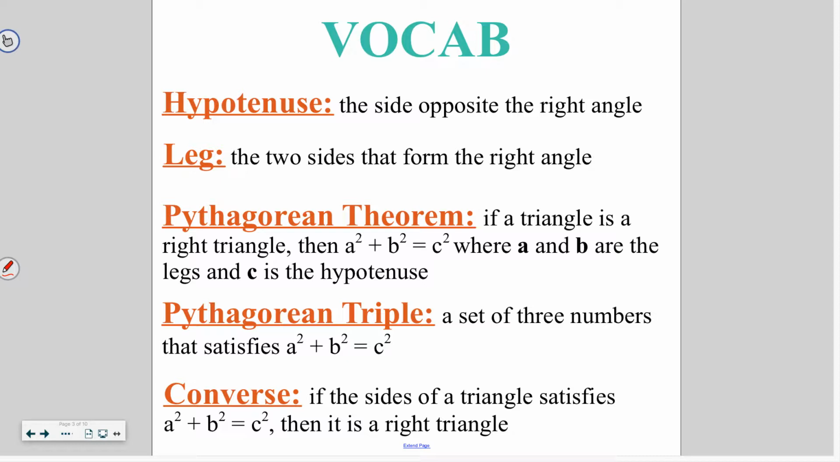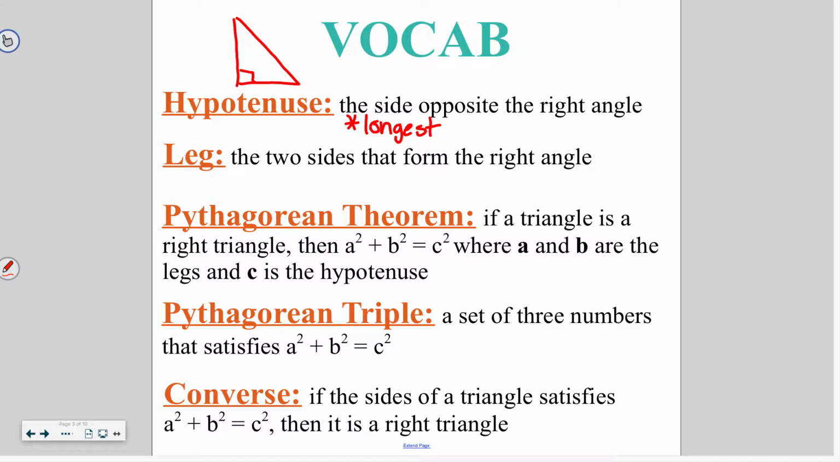So in order to understand the Pythagorean theorem, we first need to understand the vocab for a right triangle. A right triangle obviously has three sides because it is a triangle, and one of the angles is a right angle or a 90-degree angle. The hypotenuse is the side opposite from the right angle. This is always going to be the longest side of your right triangle. The legs are the two sides that actually come together to form that right angle.